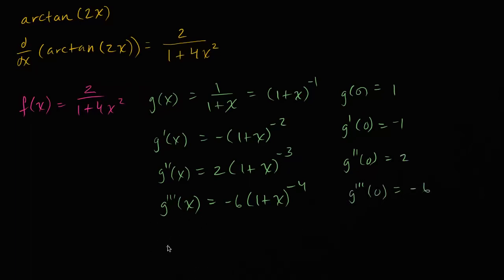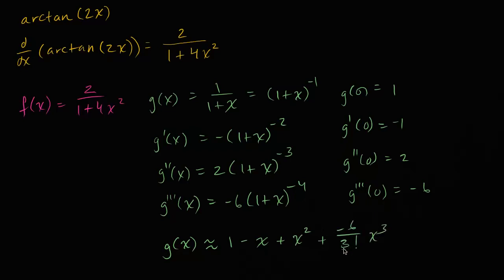So I could write that g of x is approximately equal to, I'm just going to do the first four terms here, g of 0, which is 1, minus g prime of 0 times x, so that's negative 1 times x, so negative x, plus g prime prime of 0, which is 2 over 2 factorial, times x squared. Well, this is just 1 times x squared, so that's just going to be plus x squared. And then we have plus g prime prime prime of 0, which is negative 6 over 3 factorial, times x to the third.